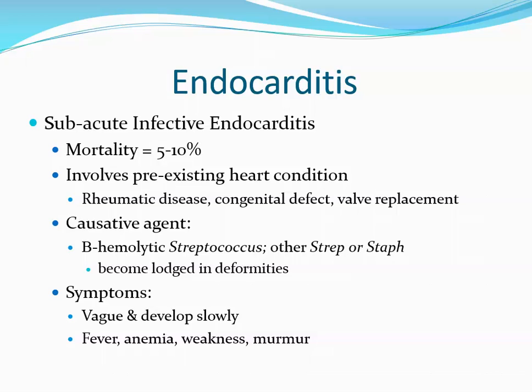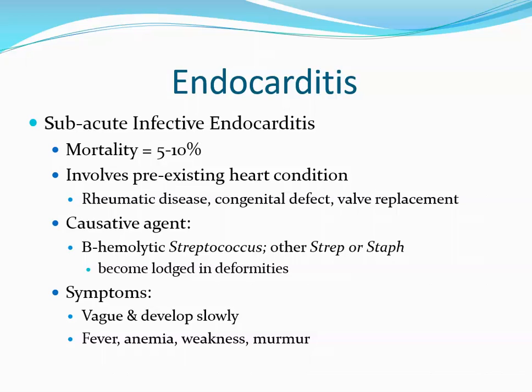Subacute infective endocarditis has a mortality rate of between 5 and 10%. This form does involve a pre-existing heart condition, usually rheumatic heart disease, or it could be due to a congenital defect or valve replacement surgery. The causative agents are usually beta hemolytic forms of Streptococcus or Staphylococcus. Once in the bloodstream, these organisms become trapped in the deformities of the heart and begin to colonize.